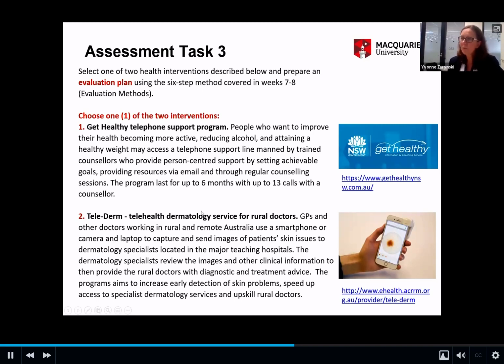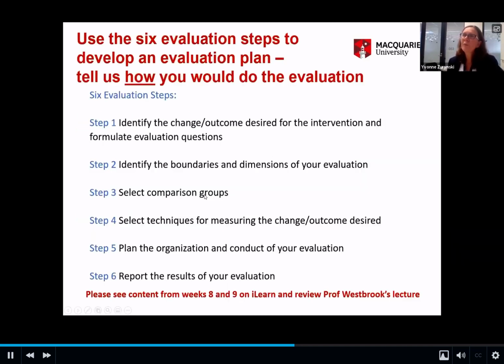So just choose one of these two, and then you need to go through the 6 evaluation steps. And Jeffrey showed you this slide today. If you're not sure about the evaluation plan and how to do it, go back to week 8 and 9, Professor Westbrook's lecture. Okay, she talked a lot about evaluation, and she talked about these steps. So you need to tell us how you would evaluate one of those 2 programs.